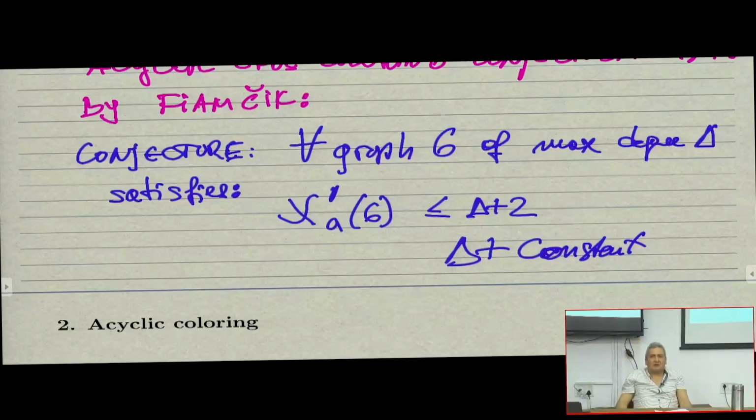Maybe delta plus million is true? Anybody see how we prove delta plus million? Okay, we don't know delta plus million. What about 2 delta? 3 delta? Can we prove not delta plus constant, but constant times delta? And what will be that constant, the smallest we can do?